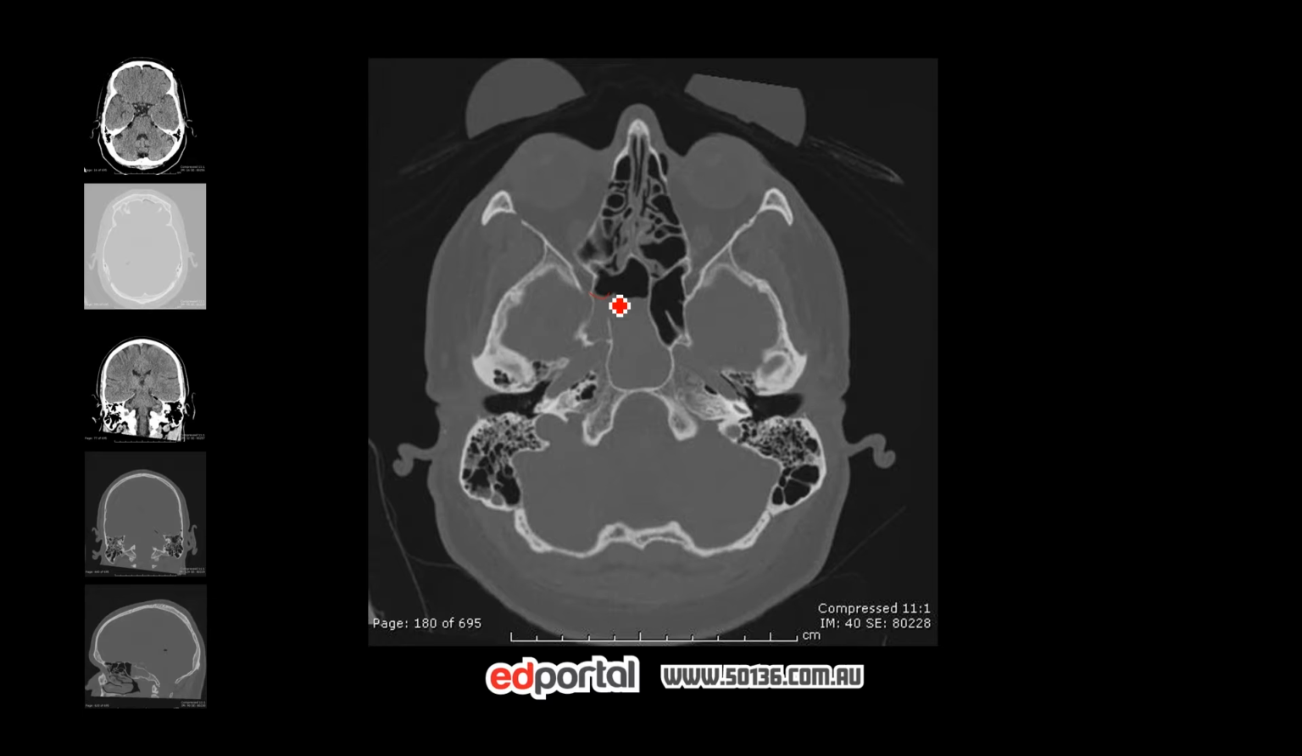significant fluid level, which is consistent with blood. And that is a good sign that there's a base of skull fracture in play. We've got blood filling up the sphenoid sinus.